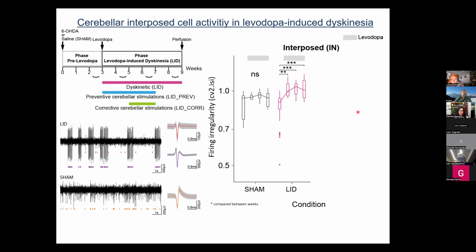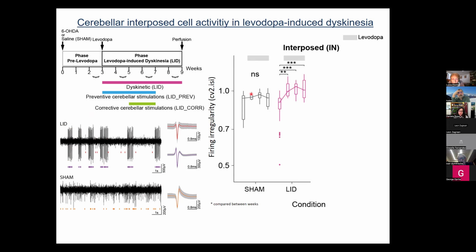In the interposed, we also look at the firing irregularity, because this is something important that was described in many pathologies. Here I put some examples. This is a control mouse, so you can see that they spike a lot all the time. And for example, here in the levodopa-induced dyskinesia, we can see an increase in the irregularity of the firing rate.